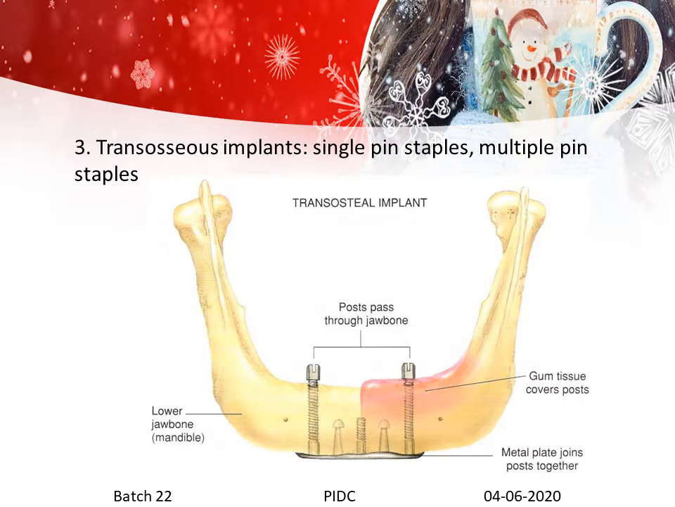Next, coming on to the transosseous implants. Here you can see in this case, especially in edentulous jaws which are totally resorbed, to get better stability and retention, two cortical plates are involved, like the pins pass through the jawbone, the upper one as well as the lower one, and this is also being connected by a metal plate. So the implant is passed through the two cortical plates for increased retention as well as stability. Single pin implants are also present, multiple pin implants are also present. So these are called the transosseous implants.